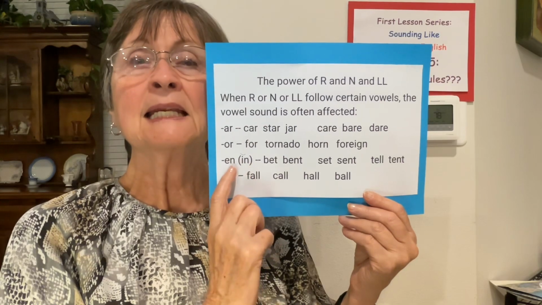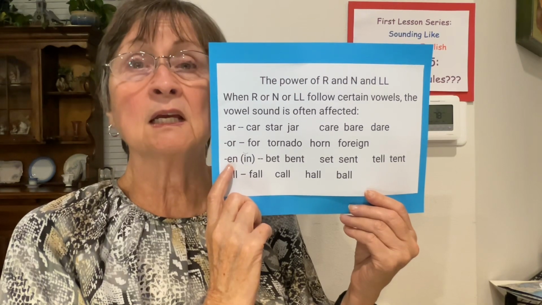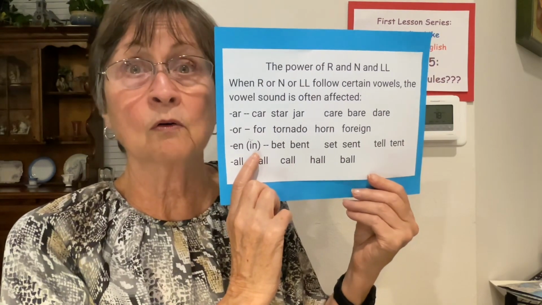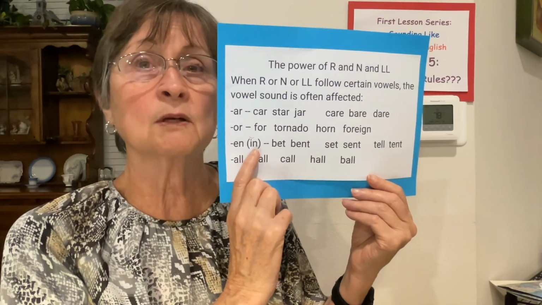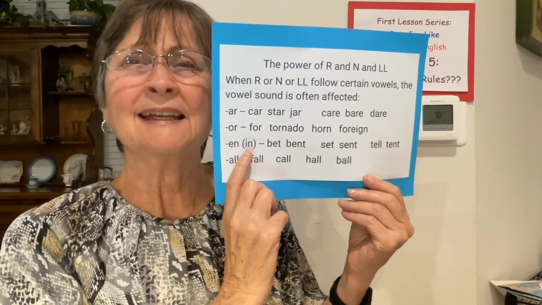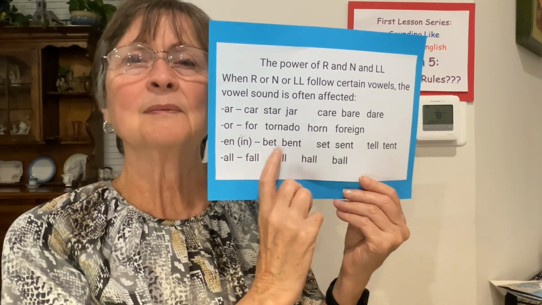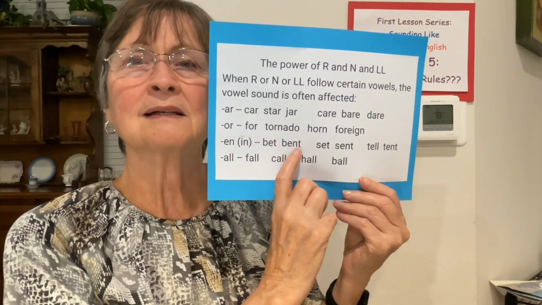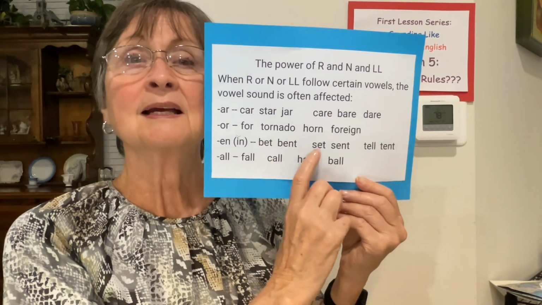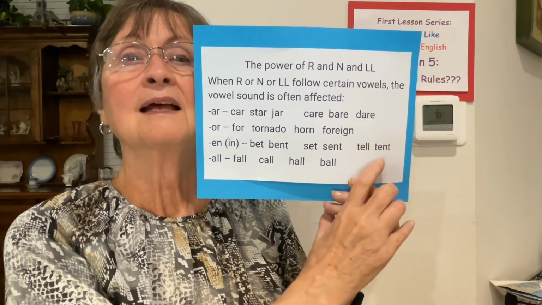Now, an N often affects the letter E, not many other consonants, but it affects E, especially in the United States. Now, England is probably not going to be as, it won't affect it as much in England. EN should be N, but we make it in. This is bet. This is bent. Bet should be bent. But most of the time in America, they will make this more like an I. Bent. Set. Sent. Tell. Tent.